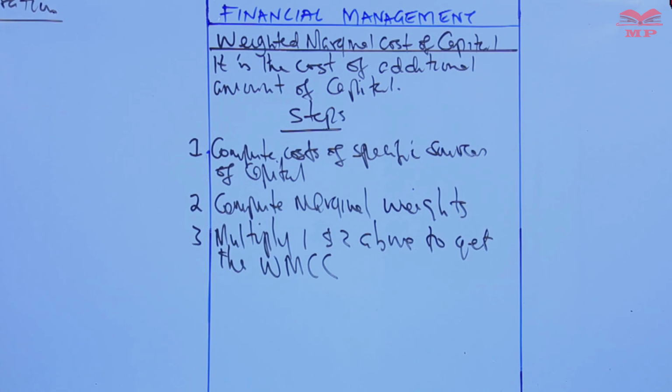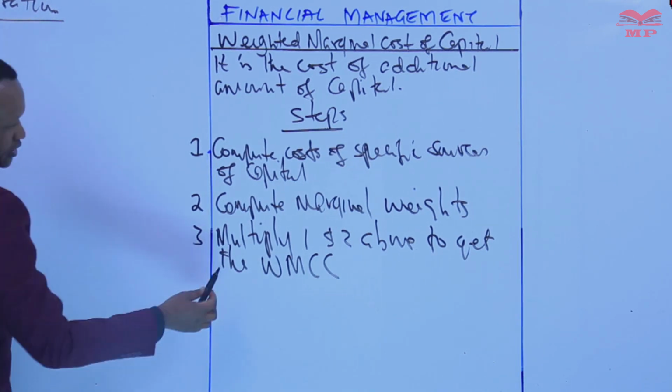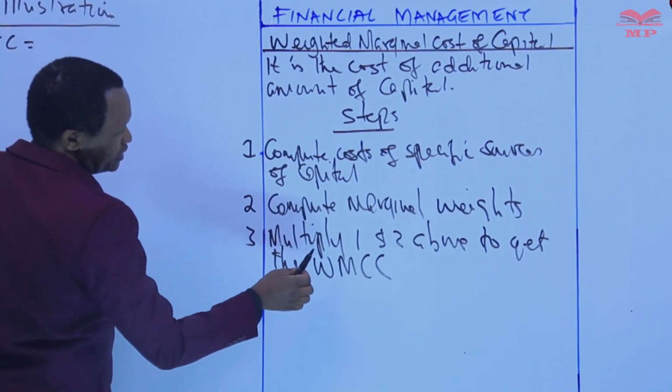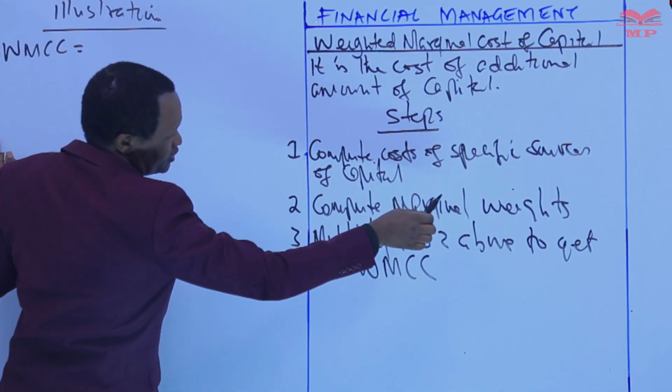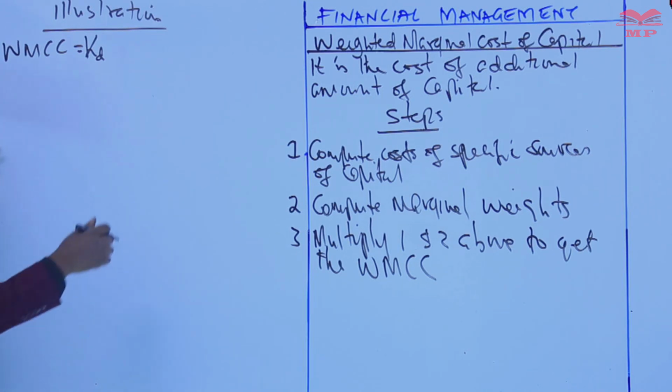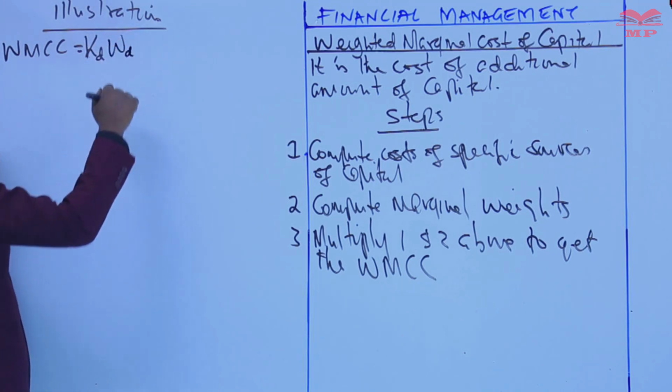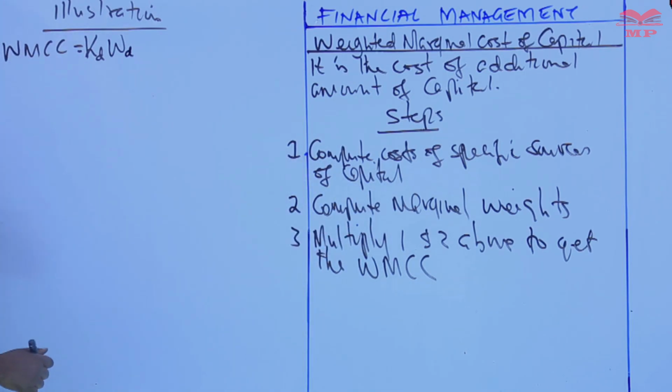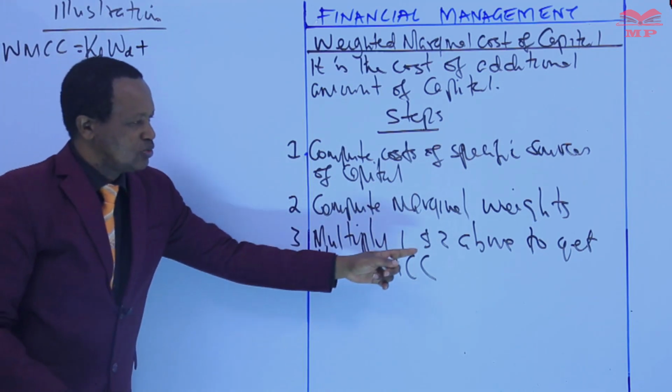Now, the formula for weighted marginal cost of capital is derived from step number 3. Multiply the cost of specific sources of capital with the marginal weights. In this question, we have 4 sources. The first source is the cost of debentures, abbreviated as KD. Then we multiply this cost with the marginal weight of the debenture, WD. We are multiplying 1 and 2.